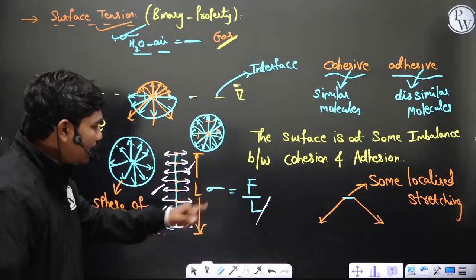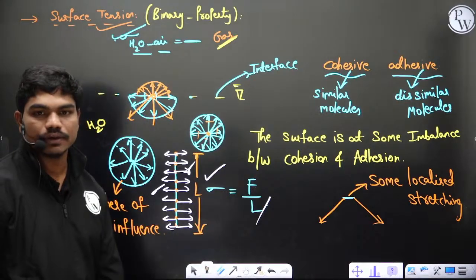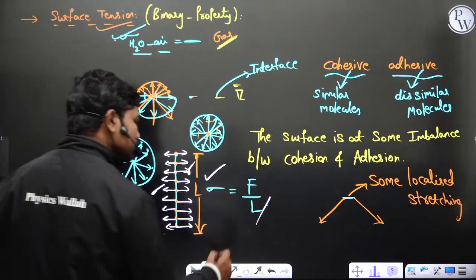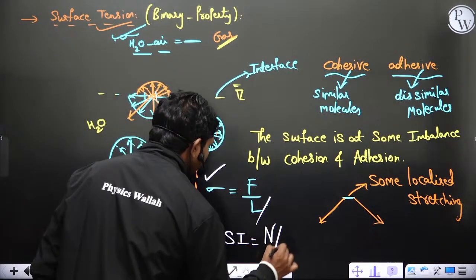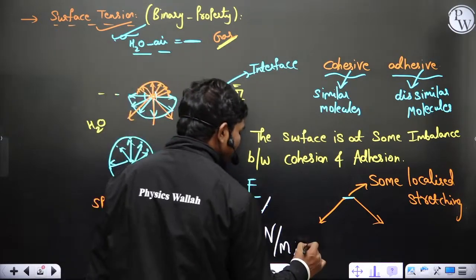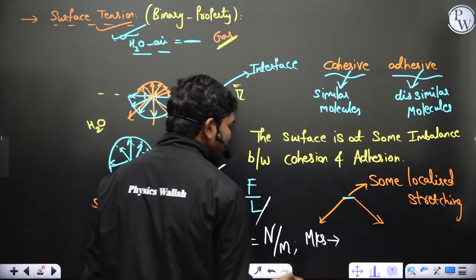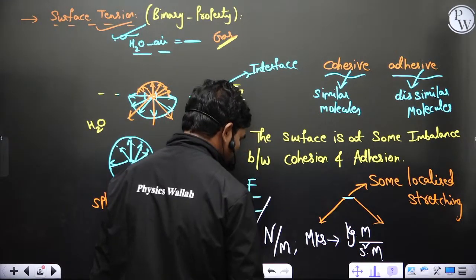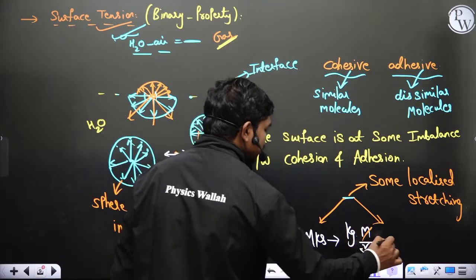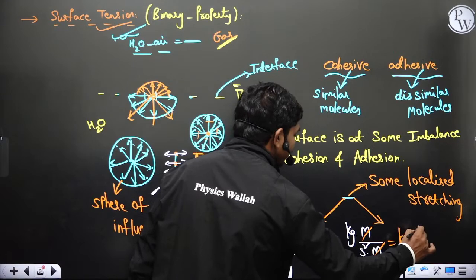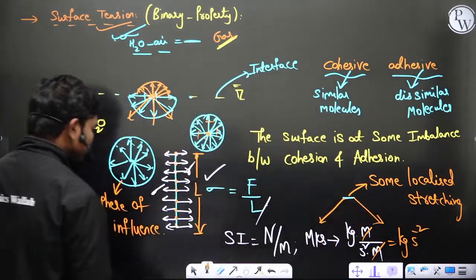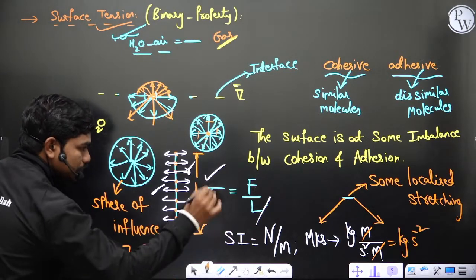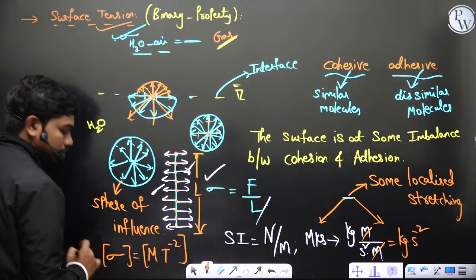Clear? So this is how we have sigma equal to F by L, and this L is the perpendicular length of the molecules. If you talk about the dimensions, the SI unit is Newton per meter. You can convert to MKS accordingly. Newton can be written as kg meter per second squared, so the meter gets cancelled, leaving kg per second squared, or in grams, gram per second squared. So the dimensions of sigma are M T to the power minus 2.